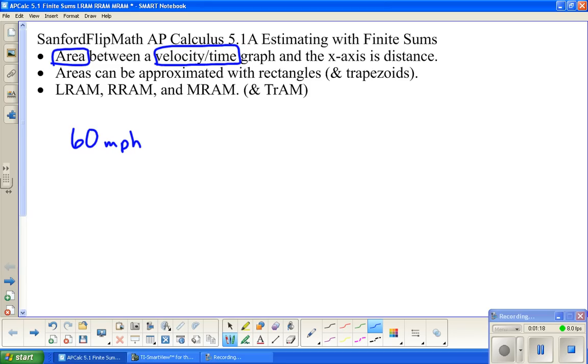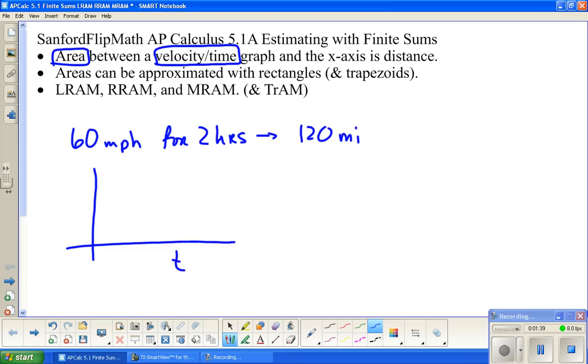If I'm traveling at 60 miles an hour, and if I'm able to keep that at a constant rate for, let's say, 2 hours, then the idea here is that I've traveled 60 miles per hour times 2 hours, so 120 miles. And if we were going to look at that on a graph, where this is time and this is the velocity, here I have my velocity of 60. And I drive along and I go to 1, 2, let's say 2 hours.